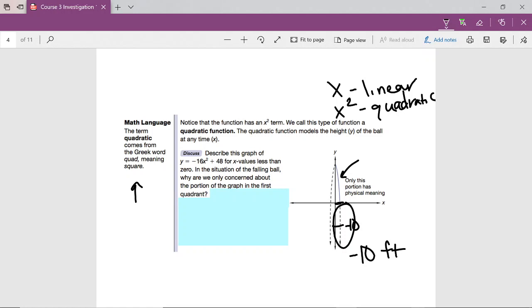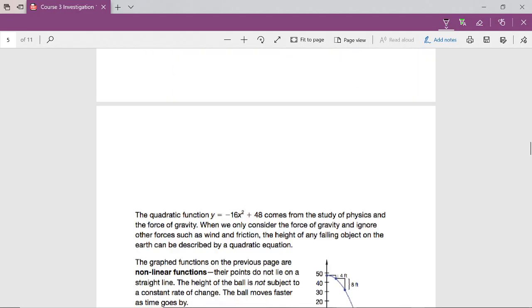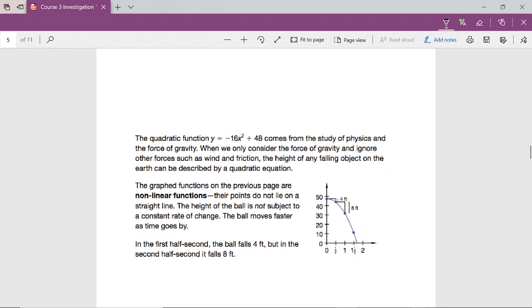We don't talk about that. So we really only care in real situations about positive time and positive feet. So think about logically why we choose some of these pieces.